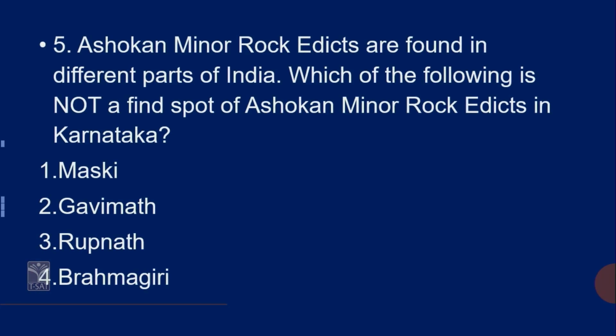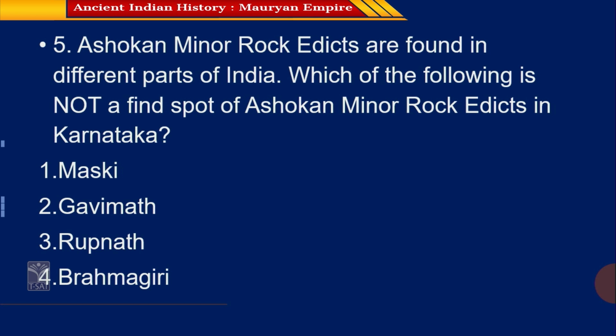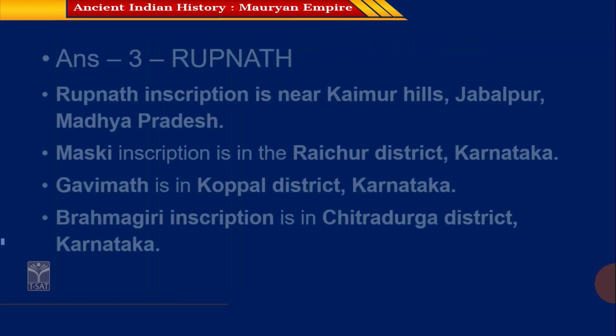Next question. Ashoka's minor rock edicts were found in different parts of India. Which of the following is not a spot of Ashoka's minor rock edicts in Karnataka?